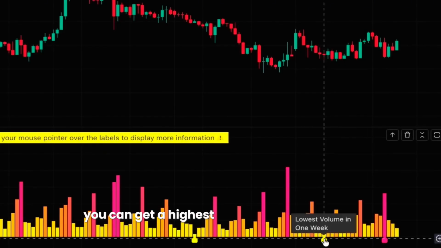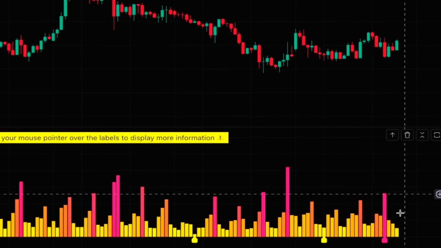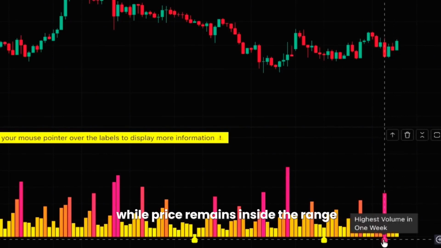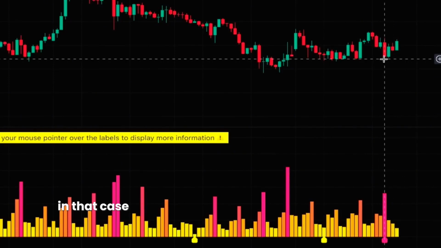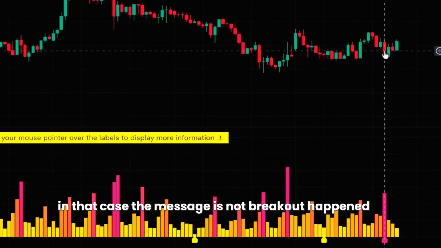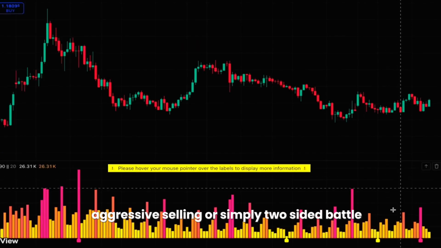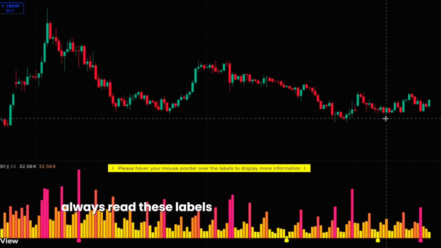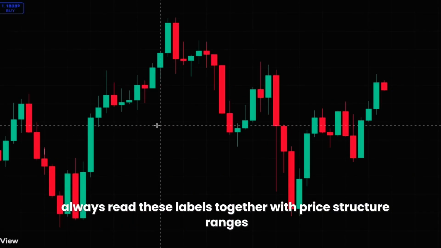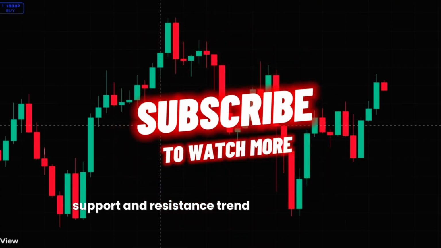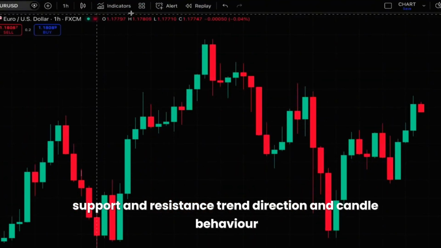You can get a highest volume in 1 week label while price remains inside the range. In that case, the message is not breakout happened, but activity surged, which might reflect aggressive buying, aggressive selling, or simply a two-sided battle. Always read these labels together with price structure, ranges, support and resistance, trend direction, and candle behavior.